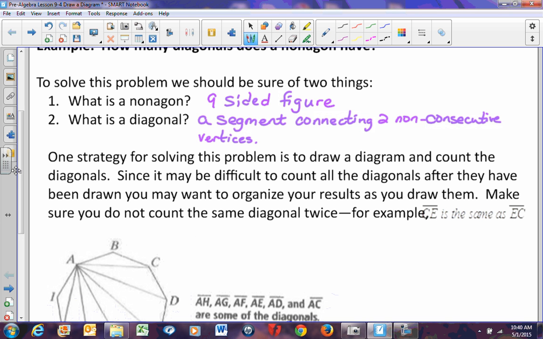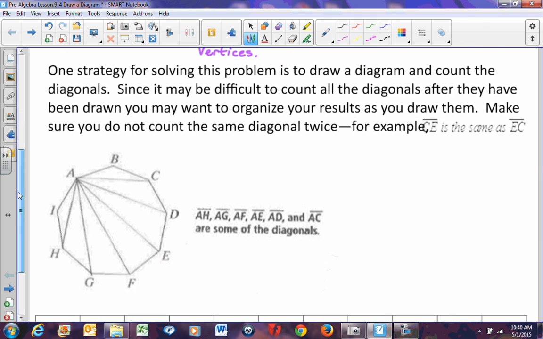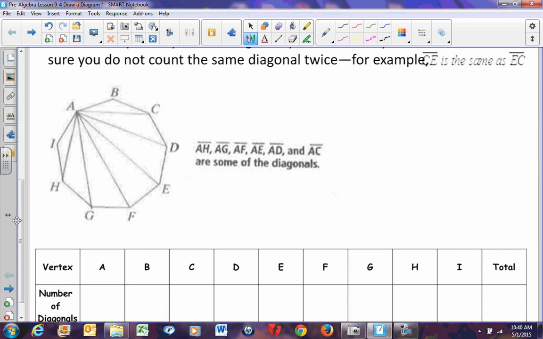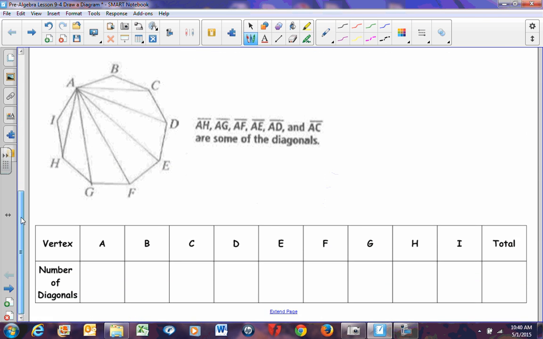Since it may be very, very difficult to count all the diagonals after they've been drawn in, you might want to organize your results as you draw them. Make sure you do not count the same diagonal twice, for example. CE is the same as EC. So let's take a look at a diagram. Here I have a nonagon, and I've drawn in some diagonals to it. I've just drawn in all the diagonals from A.